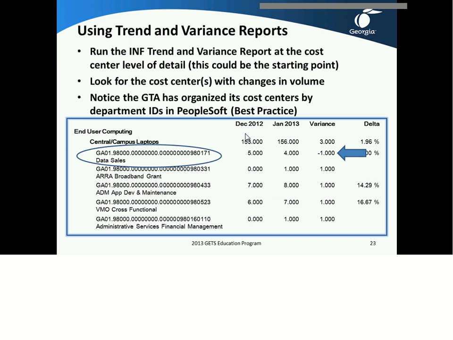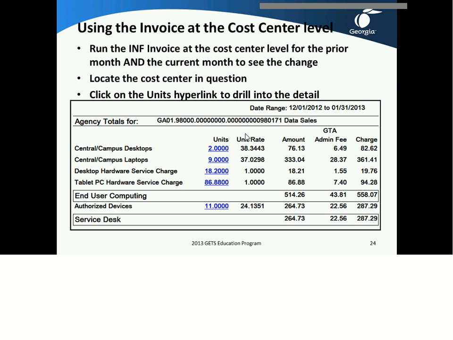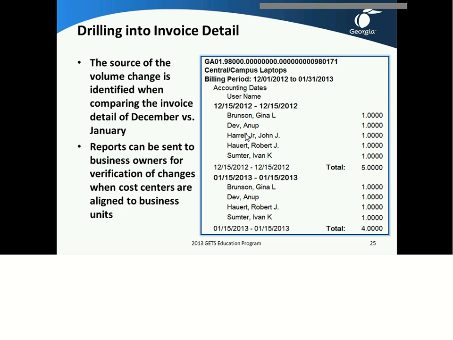So let's look more into data sales and see why there's a reduction. So we run the invoice at the cost center level, and we look at the invoice for data sales. Now what we did here that's unique is we ran the invoice for December and January. And what that allows us to do is drill down into the central campus laptops and see what caused the change. So you can see, like I said, we pulled it for 2 months. It's for the Data Sales cost center, and we're going to look at those central campus laptops. So when you drill in, you can get a result like this.